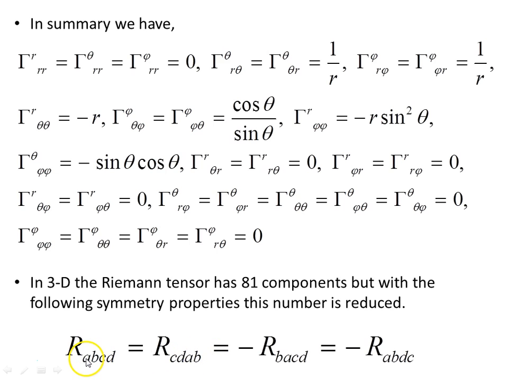But when we start swapping, say, A and B to get BA, we get the negative value of the Riemann tensor. And similarly with the last two indices, C and D, swap those, DC, you'll get the negative value as well.